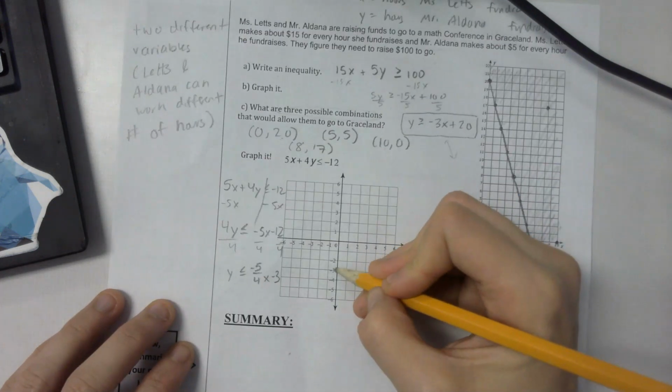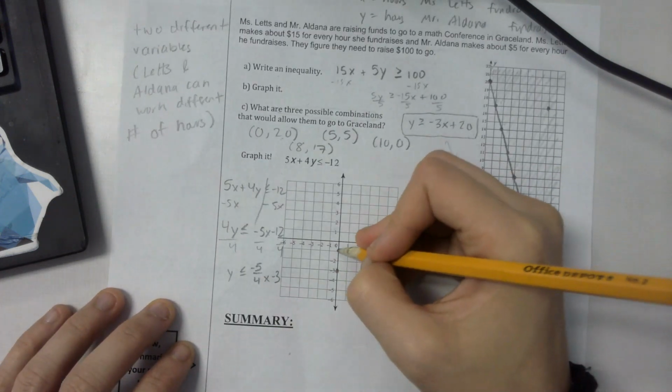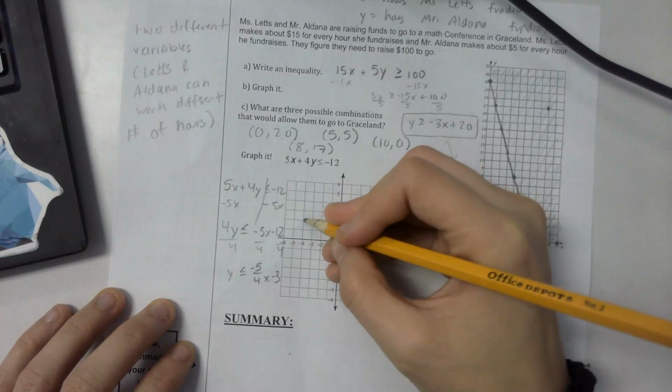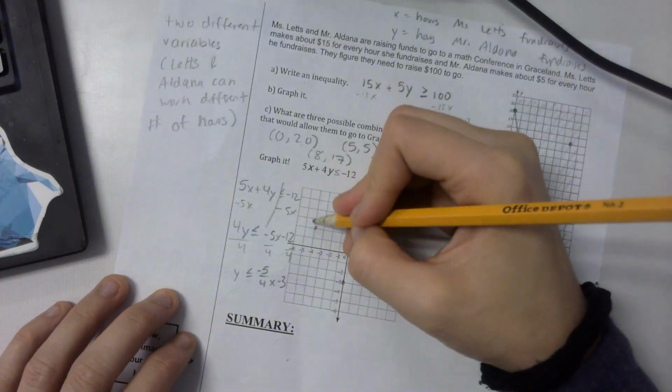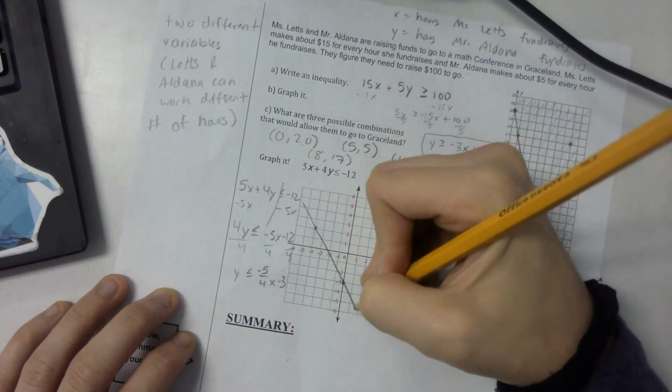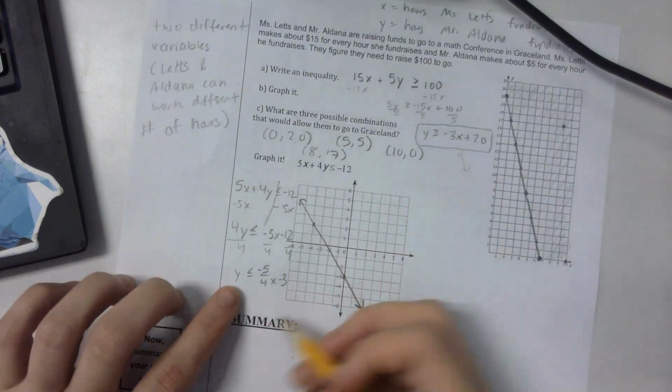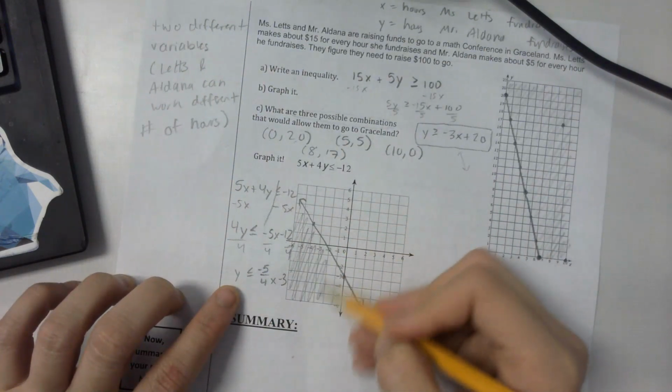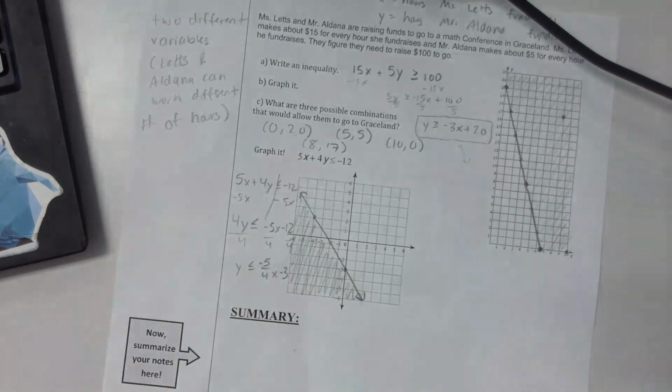We're going to graph it. We have a negative slope again. It's a solid line. And it's less than. So that's as quick as it should be.